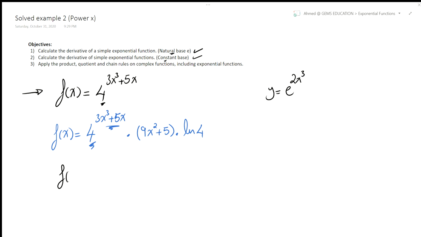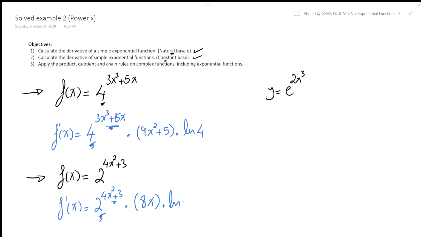Let's say you have f of x equals 2 to the power of 4x squared plus 3. How do we derive such a function? Again, we'll do the same thing. I'm sorry, now this is f prime, by the way. So f prime of x will become equal to the same thing as it is, 2 to the power of 4x squared plus 3. Then we'll multiply by the derivative of the power, which is 8x. Then we'll multiply by ln the base, which is 2.